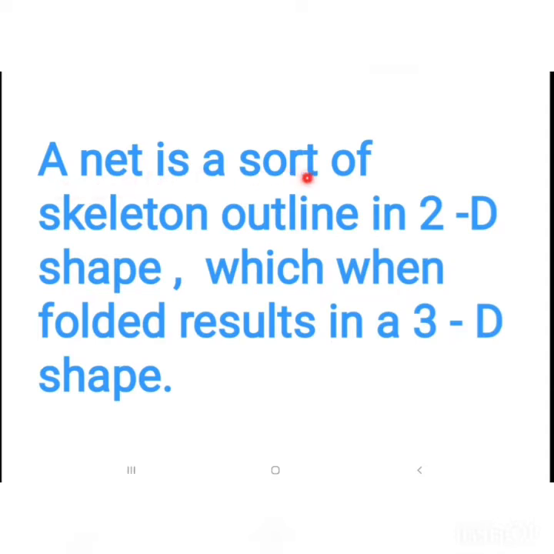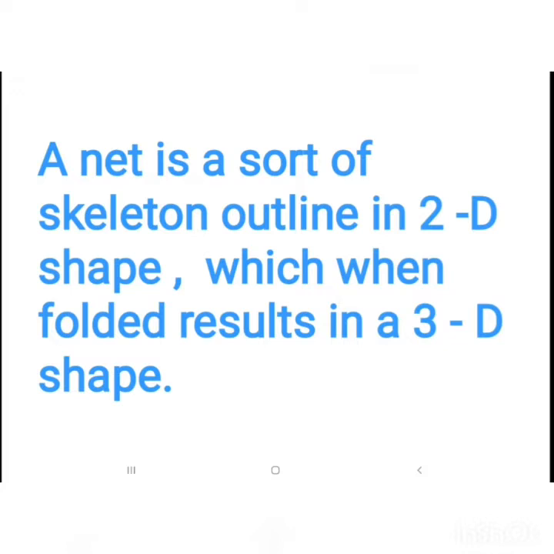A net is a sort of skeleton outline in 2D shape which, when folded, results in a 3D shape. That means in order to make a 3D shape or a solid shape, the rough outline or the skeleton, in other words we say skeleton, is known as a net. We have studied different types of solids, for example cube, cuboid, triangular pyramid, etc. In order to make these solid shapes, we need some nets, so that when folded, we'll get the required solid shape.